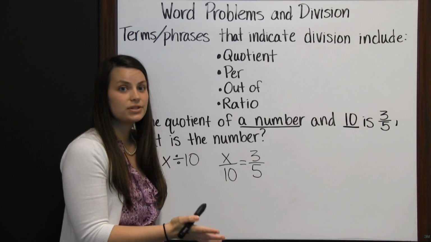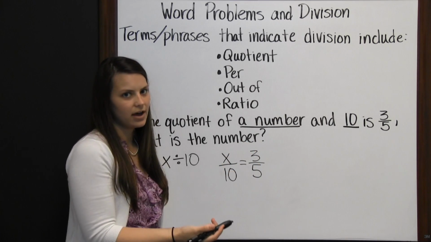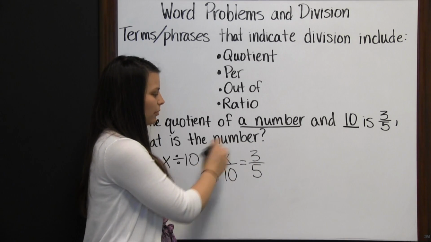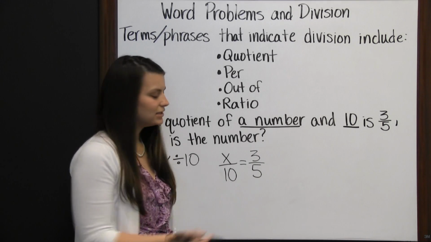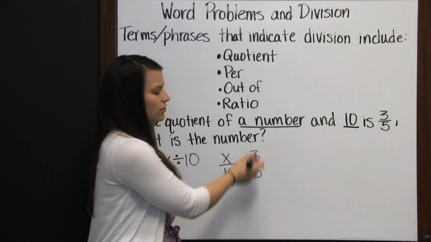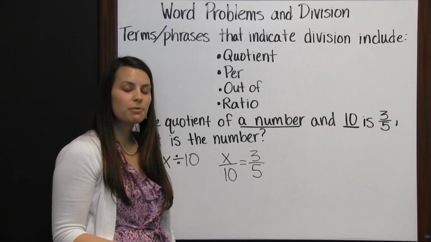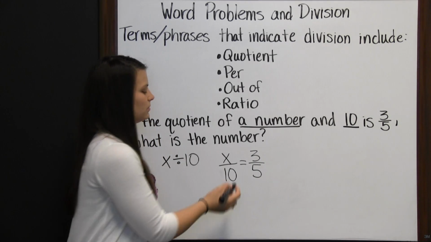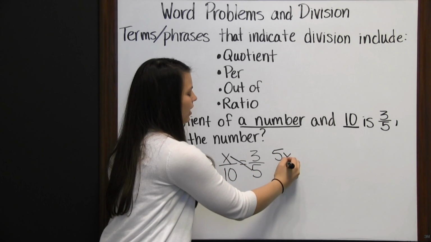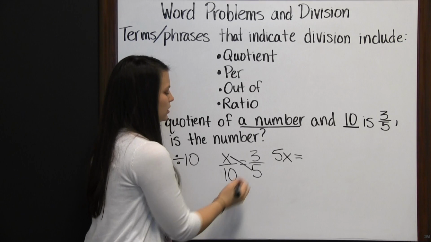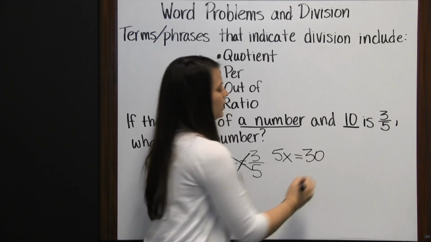Now, since I chose to write it this way, x divided by 10 equals 3 divided by 5, it looks like a proportion, and that's because it is one. All a proportion is a ratio equal to a ratio, and that's what I have here. So to solve this proportion, we're going to cross multiply. X times 5 is 5x, and that's equal to 3 times 10, which is 30.